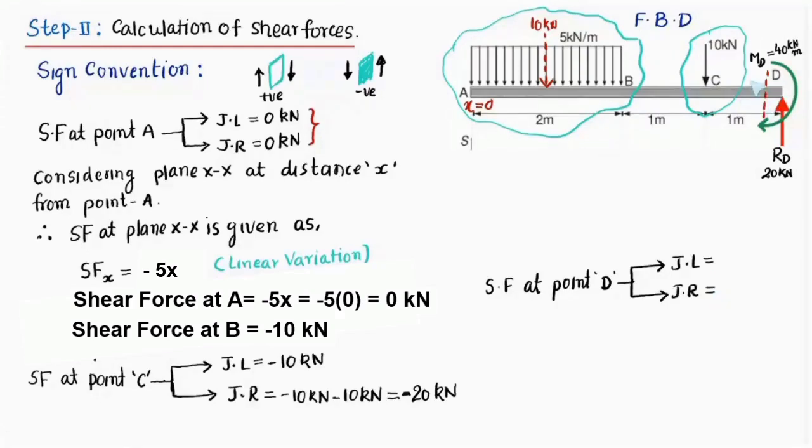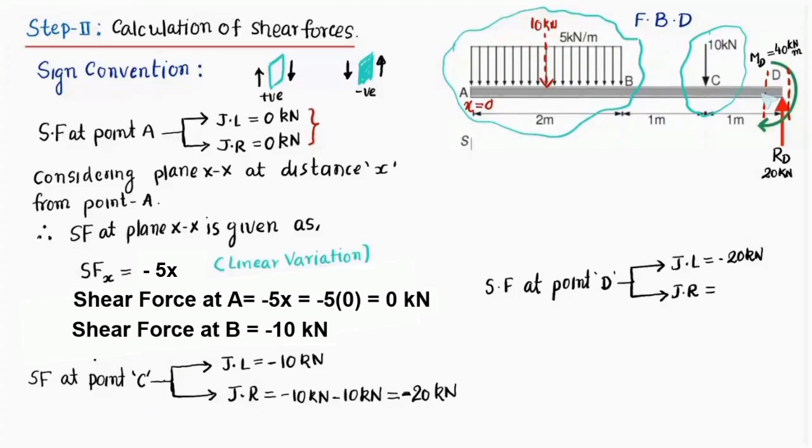When your plane is just before or just left of the point D, and the next case is when it is just right of the point D, like this, friends. So when your plane is just before point D, the shear force will be caused by this, that is 10 kilonewton downward, 10 kilonewton downward. So overall it is minus 20 kilonewton, which we have already got over here, which is at point C.